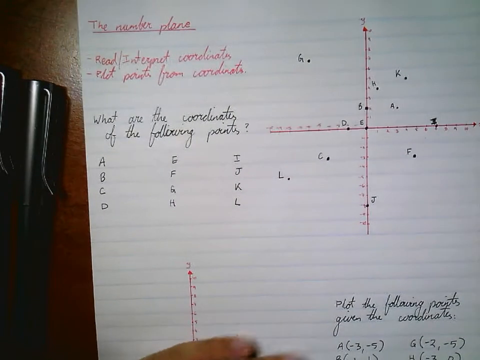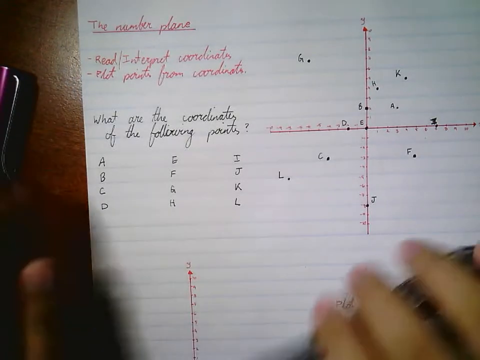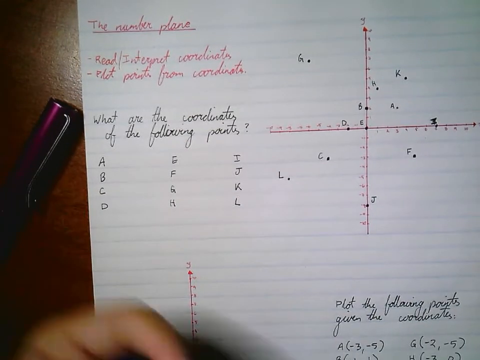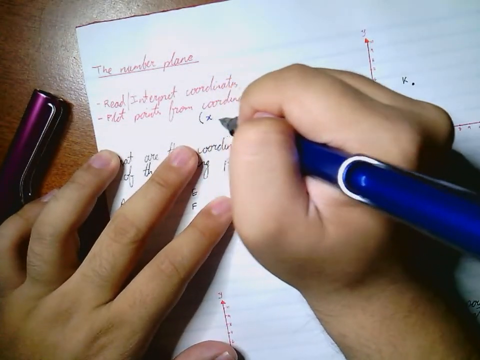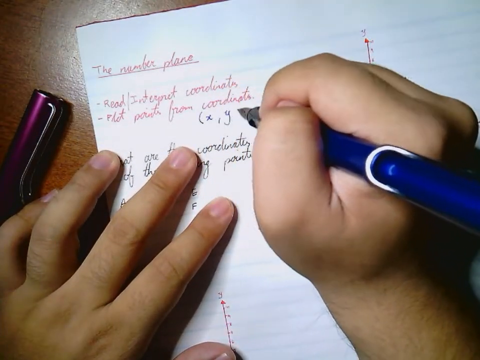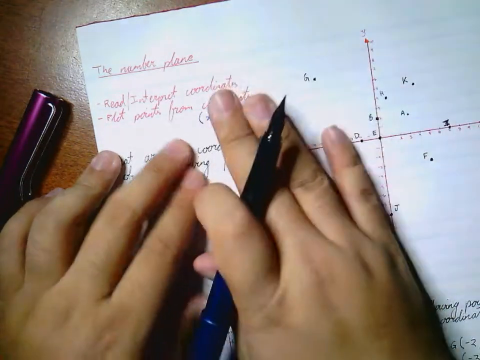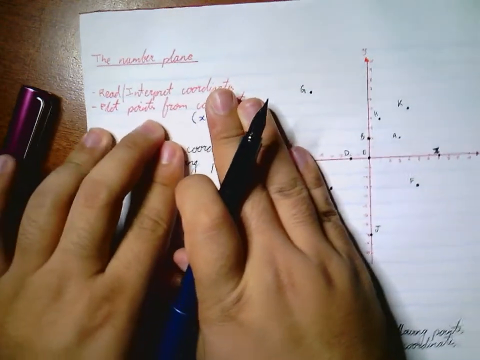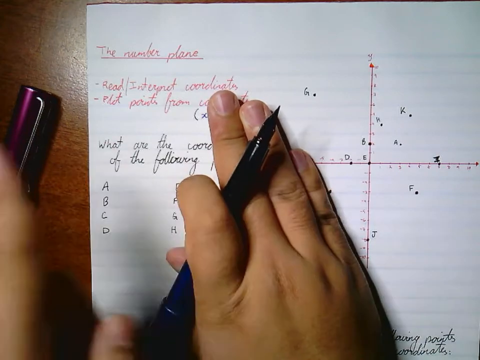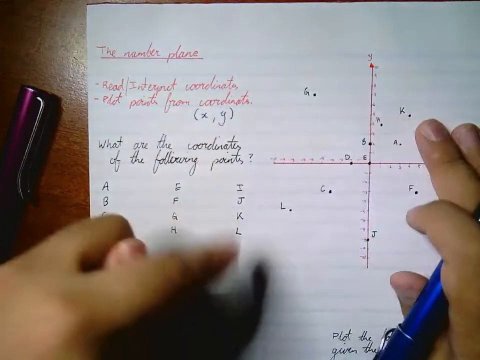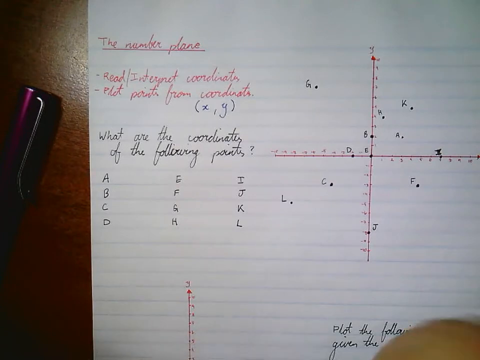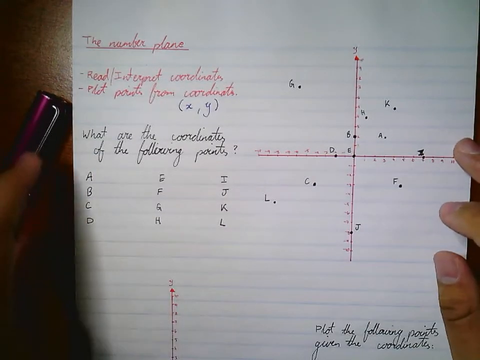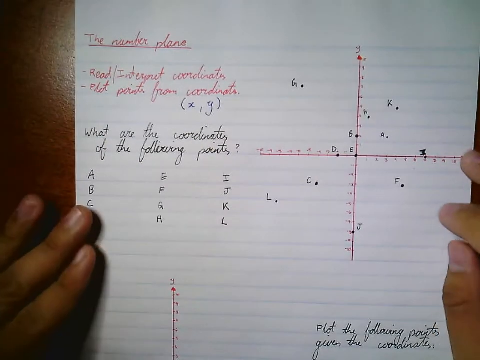Every single coordinate will be interpreted as follows. It will always be the x first and then the y. So we always read the first number in a coordinate across first, and then we read up and down. So let's get straight into it and we'll demonstrate how this works.